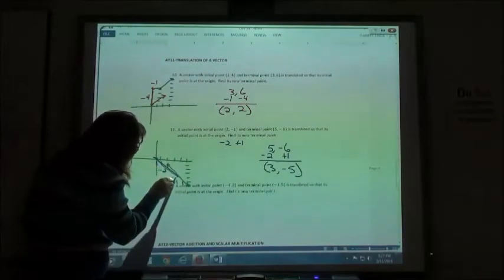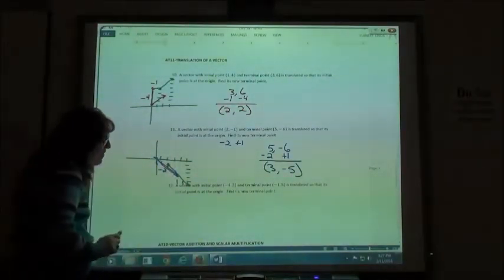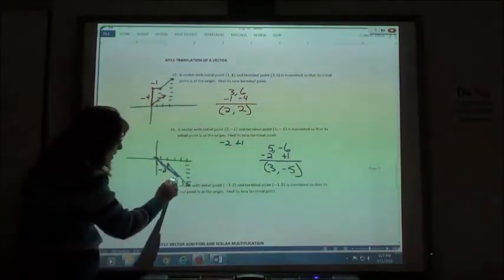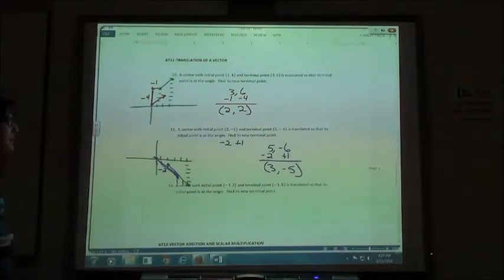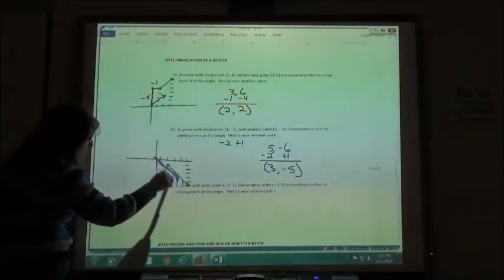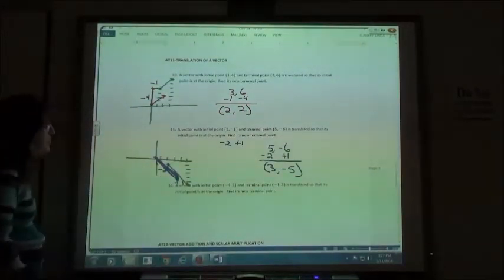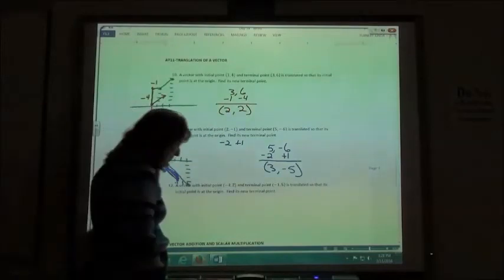If I could draw straight, my new vector would be going like that and would be at 3, negative 5 if I put that down. Put that up a little high because my lines aren't very straight. But I would go back 2 and up 1. I'm really far off. There we go, that's a little closer. Back 2 and up 1, and I end up at my new spot.